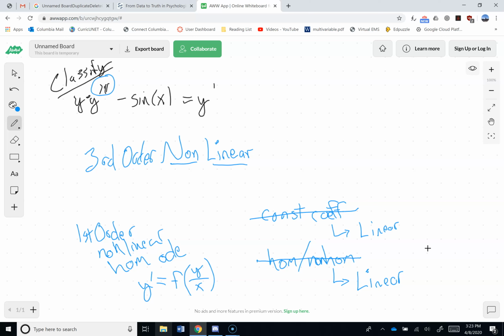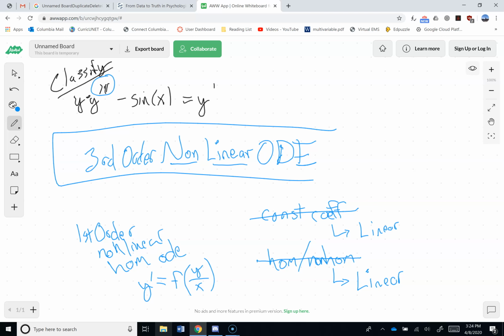And so in this case, once you've said it's third order and non-linear, then you don't need to pick whether it's constant coefficient or homogeneous, non-homogeneous, because it can't be either of those things. Those classifiers only make sense in the linear case. Does that make sense? So I would say this is a third order non-linear ODE and call it a day.